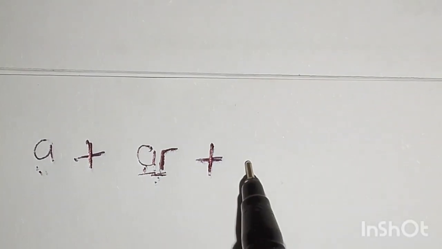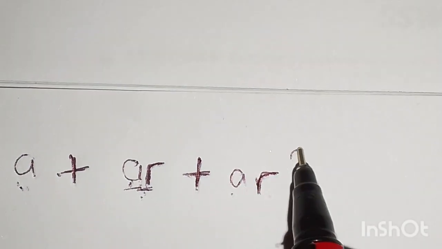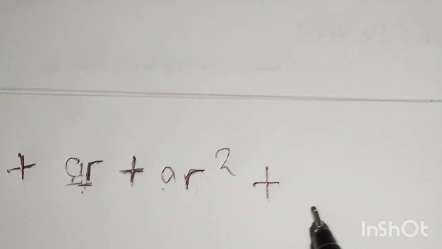Then for the third term, since the second term is the first term multiplied by R, I'm going to multiply the second term by R. So it should be A R squared, plus, and it goes on and on.